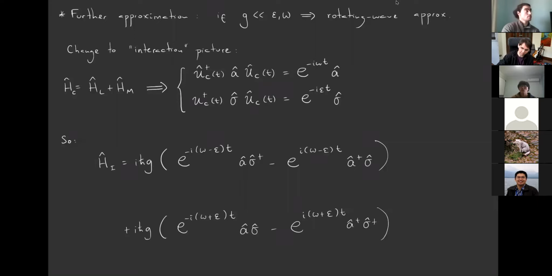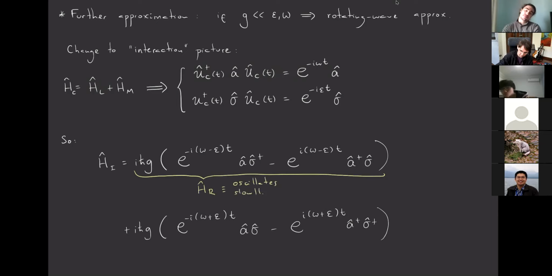On the other hand, you see that this term in here, that we will call H_R, oscillates slowly. Why does it oscillate slowly? Or at least we expect it to oscillate slowly because we expect that omega needs to be close to epsilon. This is the assumption that we made at the beginning, that we are close to resonance. And therefore, omega minus epsilon is something small.